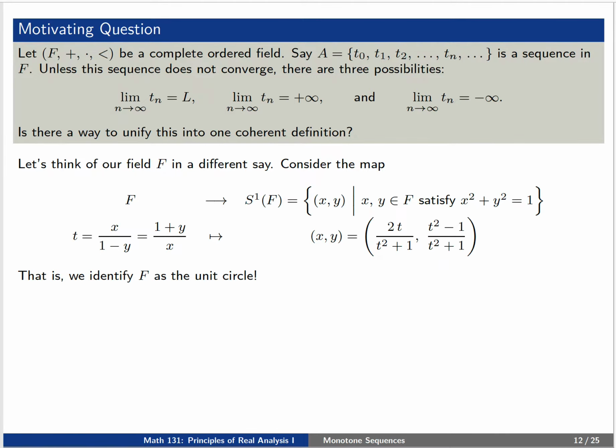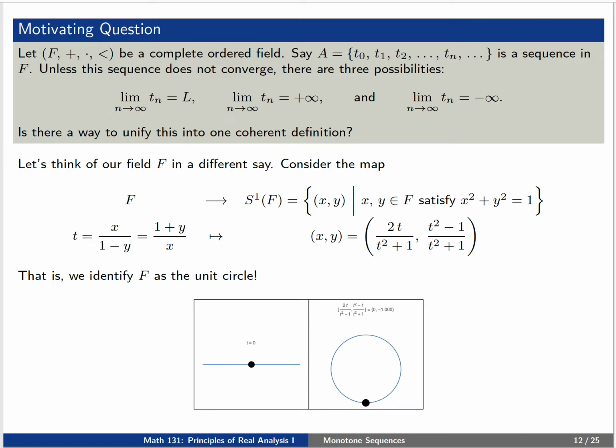In order to answer this, let's think of our field F in a different way. We're going to think of the elements in F as points on the unit circle. Intuitively, we can think of F as being a number line, and somehow we're trying to wrap the number line up so that all of the points are in a nice circle. Notice that if we go infinitely far to the left, we approach negative infinity, and if we go infinitely far to the right, we approach positive infinity. Somehow those should wrap up to be one point at the top.